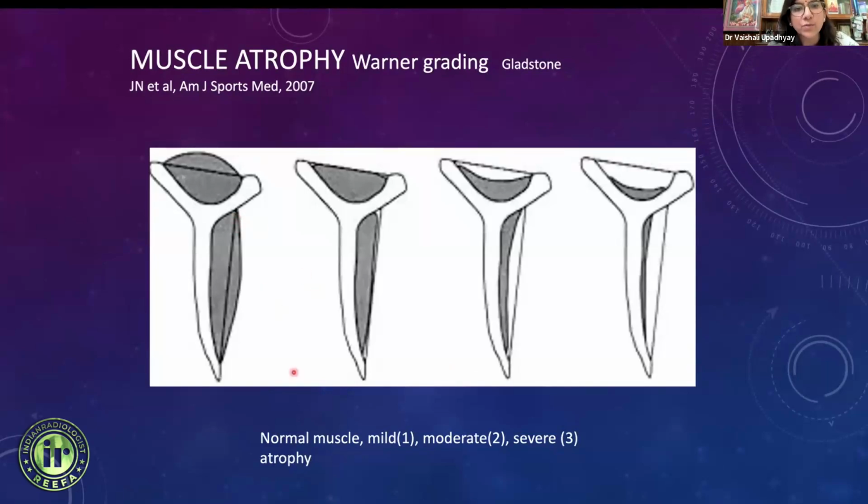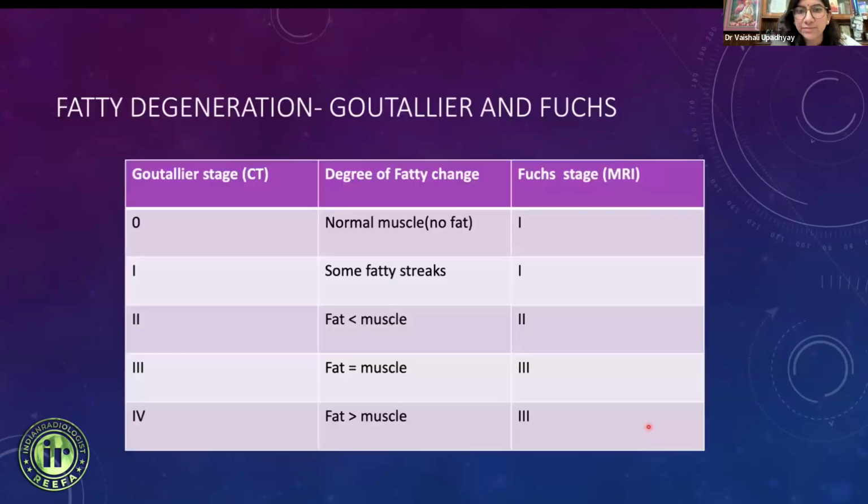I feel happy working with the tangent sign, where you draw a line from the scapular spine to the coracoid, and from here to the tip of the scapula. If your muscle is going above these lines, it's normal. If it's even with these lines, then mild atrophy. If it's less than these lines, but about 50% of the height of the fossa, it's moderate atrophy. And if it's below that level, then it is severe atrophy.